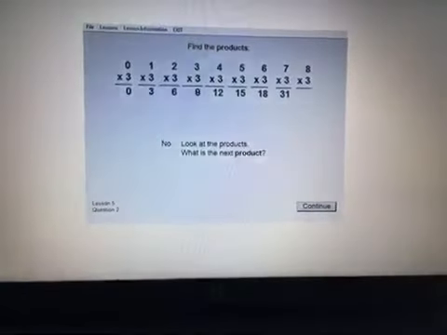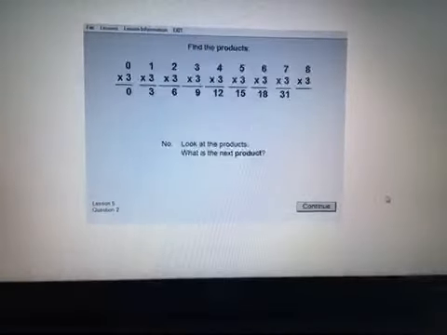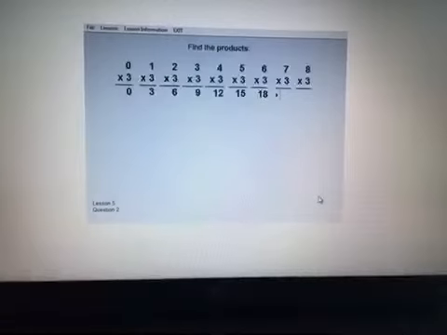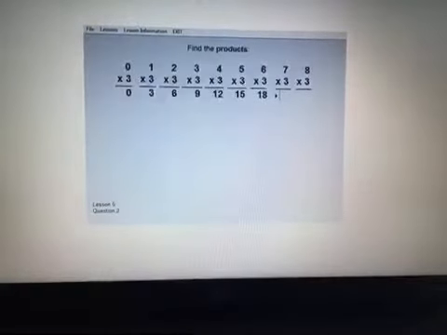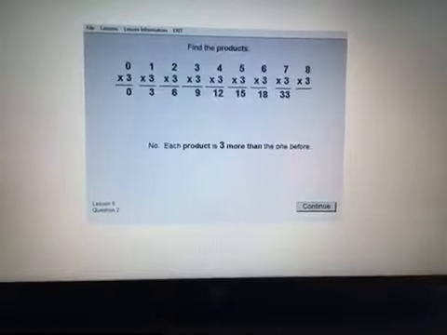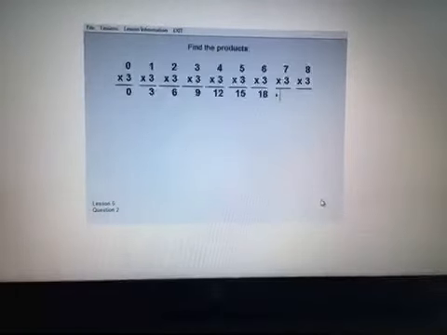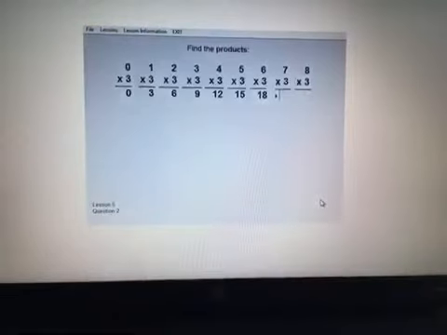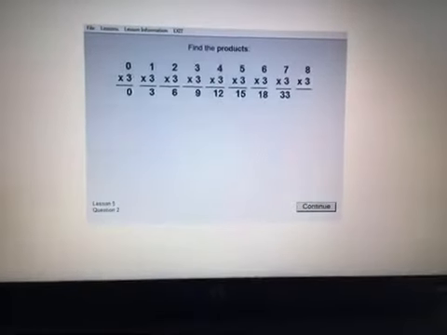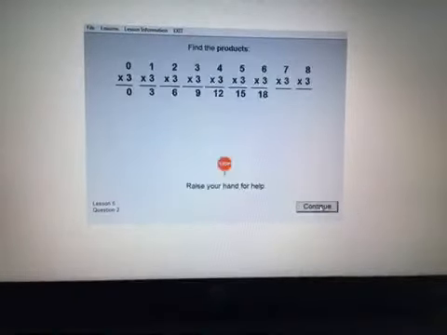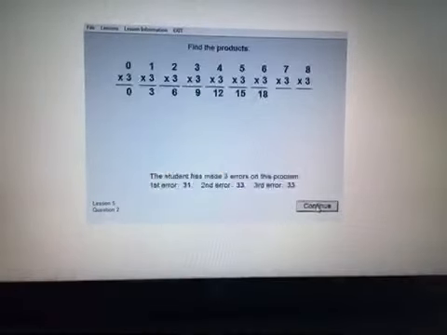The products, what is the next product? Miss it again. Again, emphasizing the progression. Let's miss this again. This time we're going to get help on the third error. The helper can see the responses and give one-on-one help.